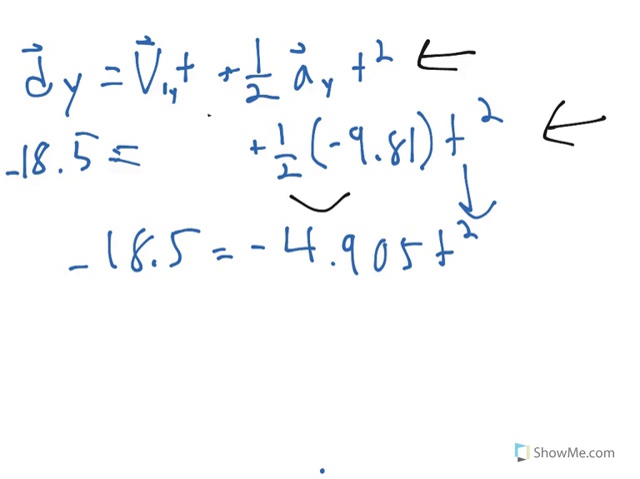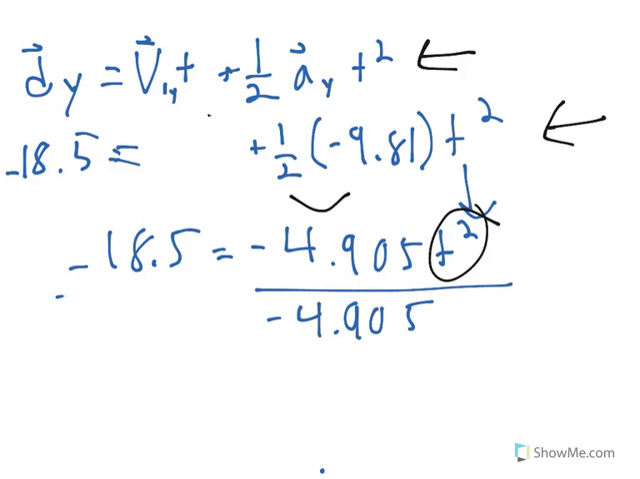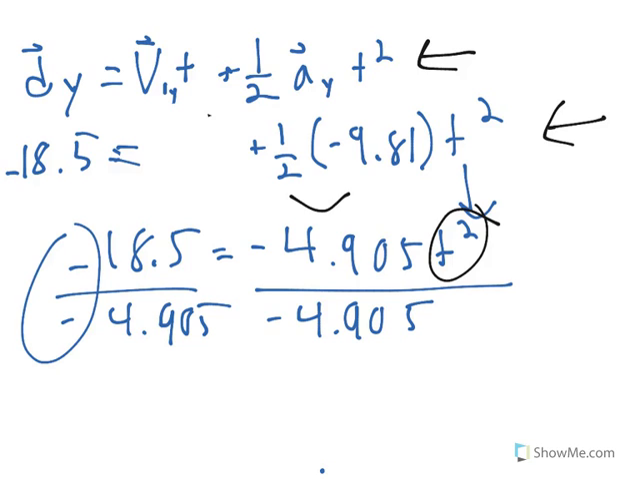Now, how do we get t squared all by itself? Well, we've got to divide by negative 4.905 on both sides. And what do we get when we do this? A negative divided by a negative is a positive, right? And what's 18.5 divided by 4.905? You can throw that right in your calculator and you'll get 3.6 is equal to t squared.